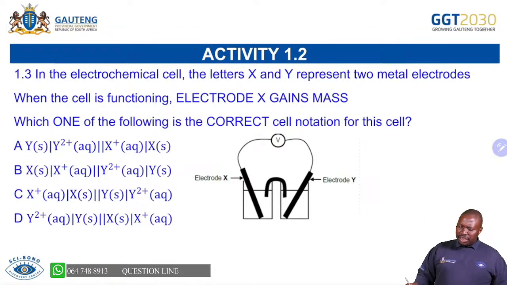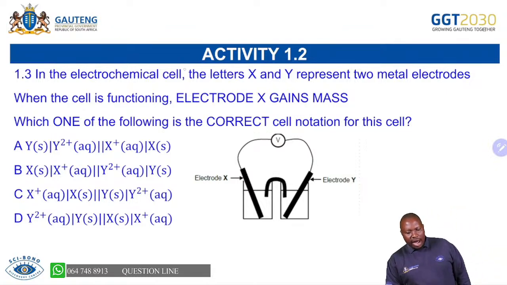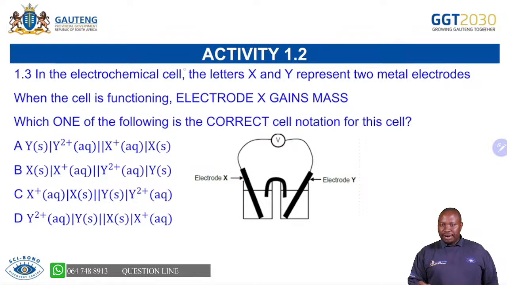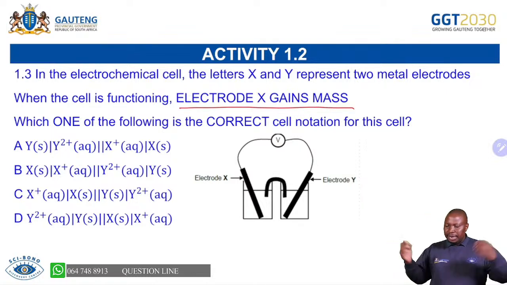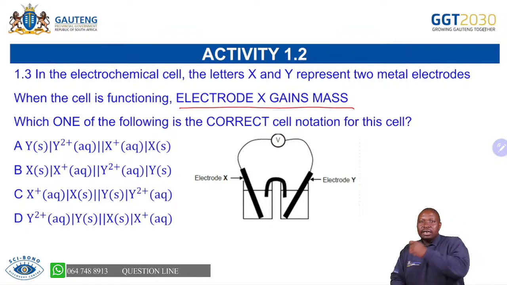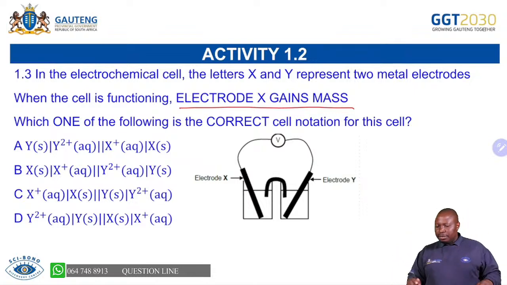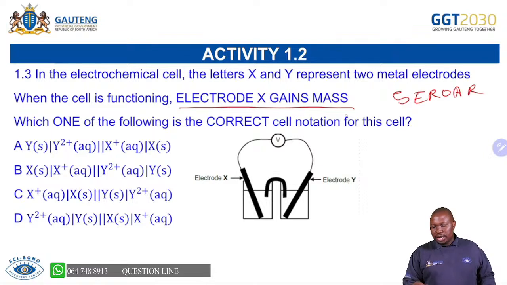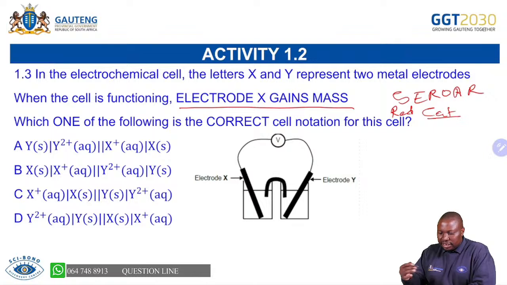On this one now, you were given an electrochemical cell, where the letters X and Y represent two metal electrodes. When the cell is functioning, electrode X gains mass. You see, immediately when you say electrode X gains mass, you know that gaining of electrons means you start to think about the cathode. By definition, gaining of electrons is reduction, which is the oxidizing agent being reduced, and that happens at the cathode, because we said reduction occurs at the cathode. So you know that X increasing in mass is the cathode.